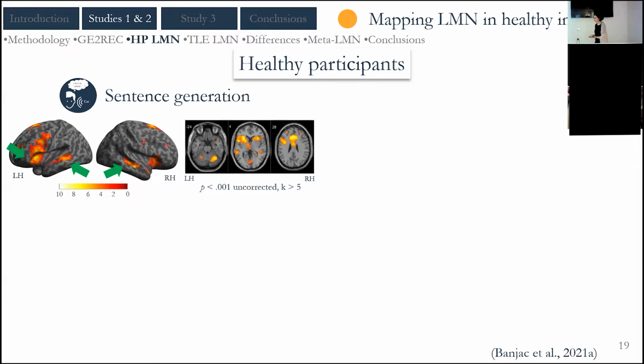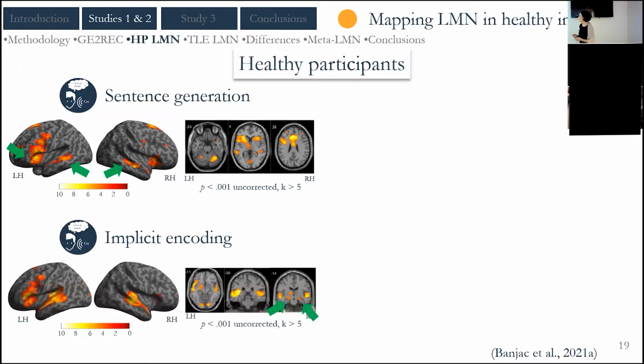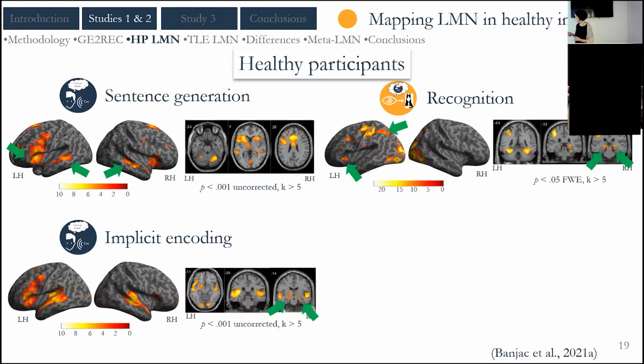So during the first task, sentence generation, participants indeed activated regions that are supposed to be activated during articulation, during speech production, such as inferior frontal gyrus, supplementary motor area. They also activated lexicosemantic network in temporal regions. When we focused on implicit encoding, so only those words that they actually correctly recognized in the second task, we also found hippocampal activations and anterior hippocampal activations bilateral.